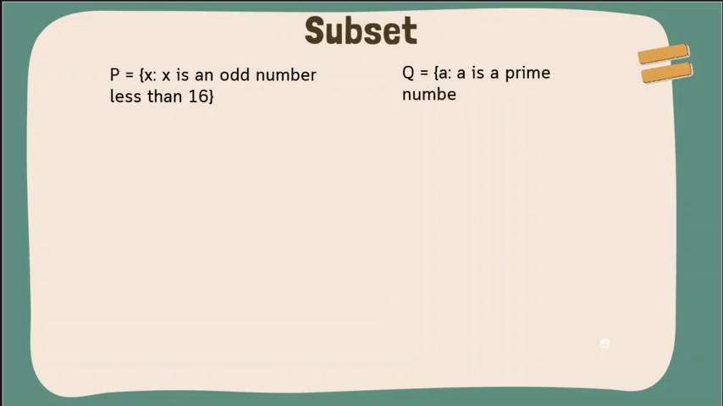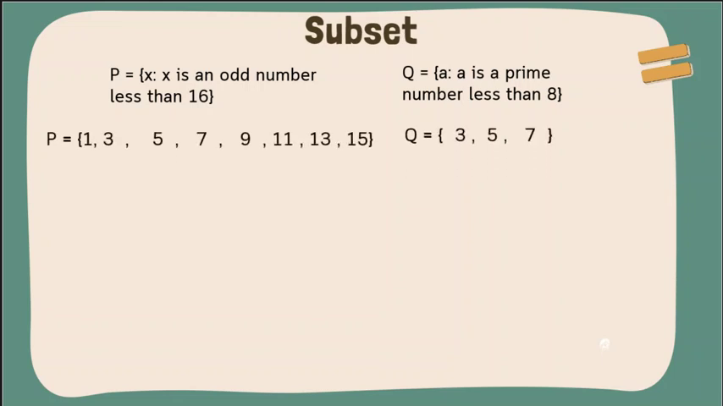Let's look at another terminology, subsets. To explain that concept, look at the set P, which is defined by X such that X is an odd number less than 16. And then set Q, which is defined by A such that A is a prime number less than 8. We can see the elements of set P and then set Q as below. Now take a look. The elements 3, 5, 7 can be found in set Q. In fact, all of these elements are what we have here.